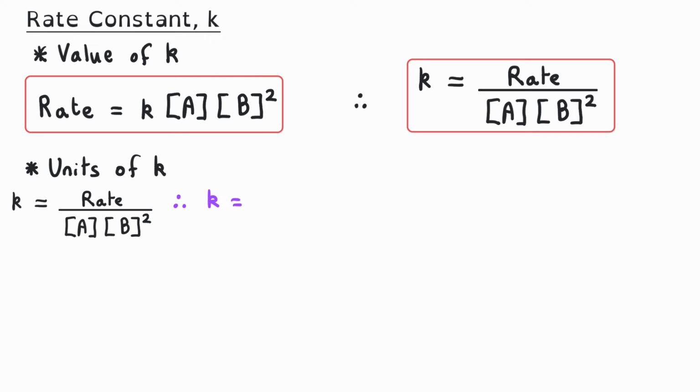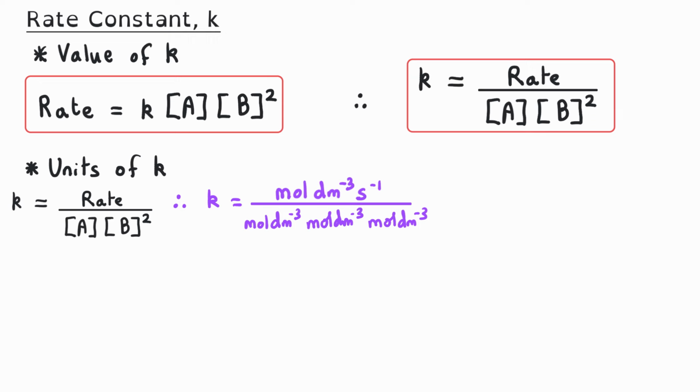The rate of reaction will always be moles per decimeter cubed per second for a question like this, and the units of concentration will always be moles per decimeter cubed. And so on the top of the expression we have moles per decimeter cubed, and then because this is a third order reaction overall, we will have 3 units for the concentration.